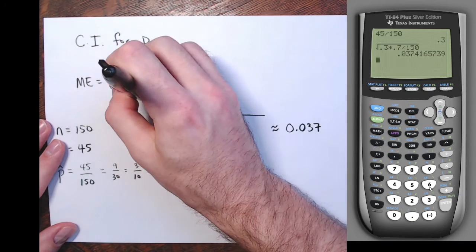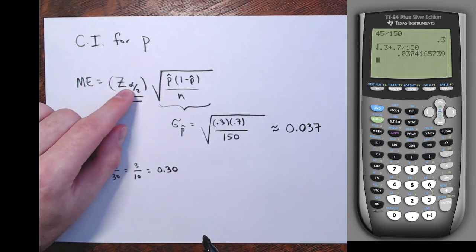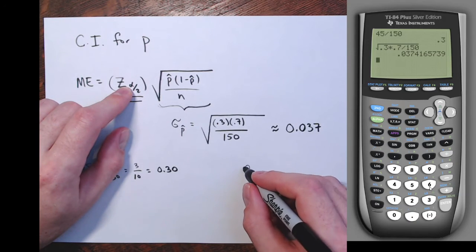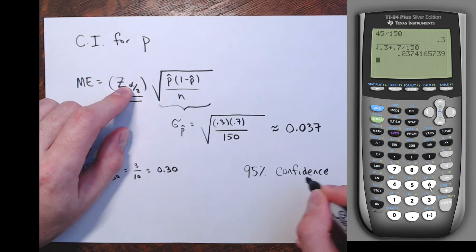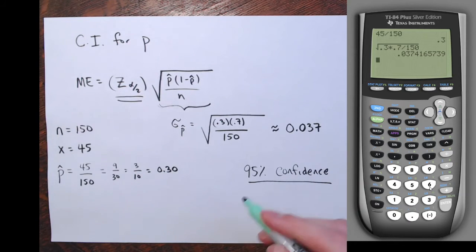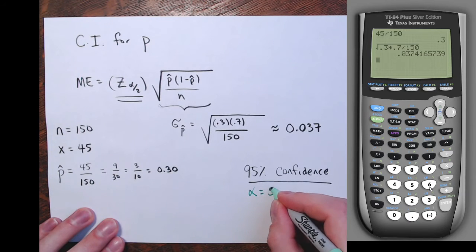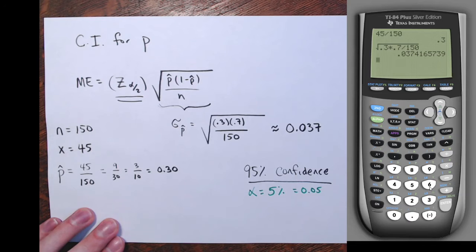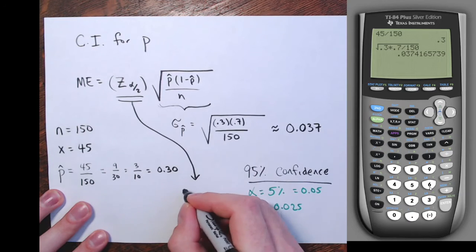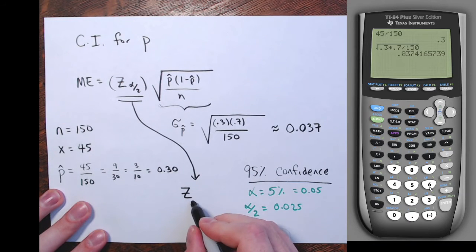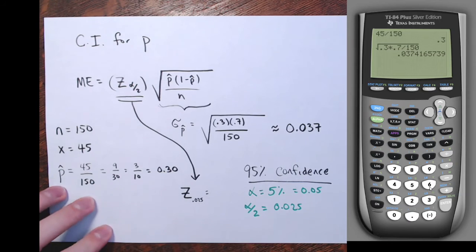All I need to find now is this z-score with an area of alpha over 2 above it. I need to know alpha, and that depends on the confidence level. We have a 95% confidence level, so alpha is the remaining 5%, or 0.05. So alpha divided by 2 is 2.5%, or 0.025. This value is going to be the z-score with an area of 2.5% above it, so z with the 0.025 subscript.